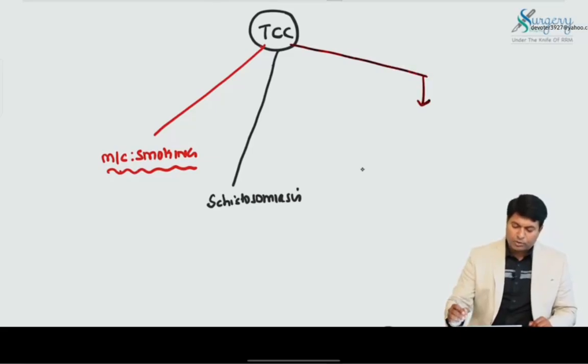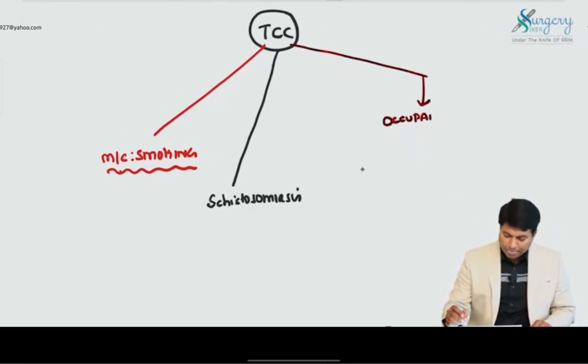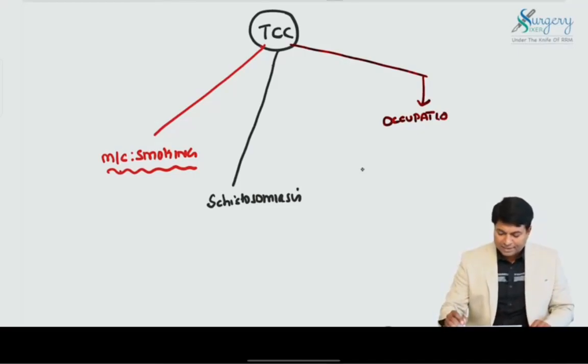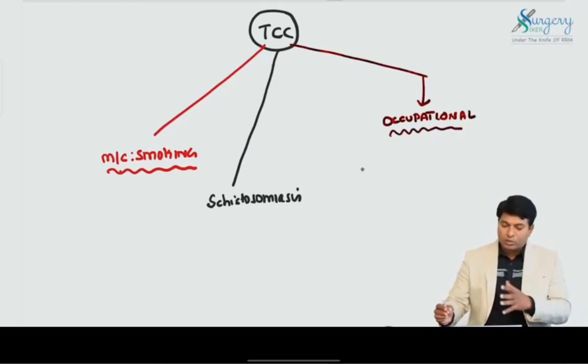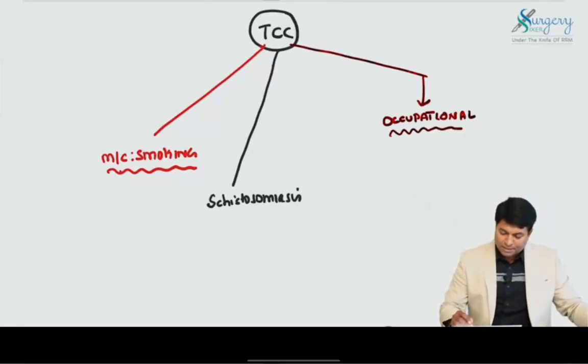A very important thing to focus on in transitional cell cancer is that it is an occupational cancer. What are the occupations? Who will get this cancer? Petrol bunk workers, dye industry workers, auto drivers, coal factory workers, all those people will develop this cancer, mainly due to the following substances.